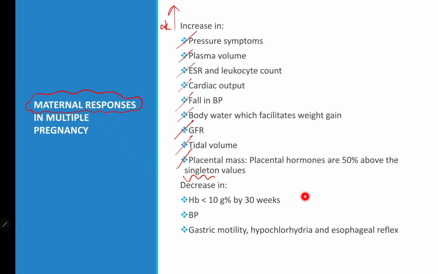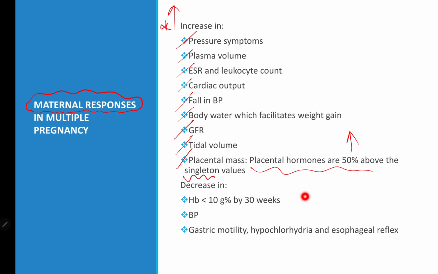Basically everything, see guys, in multiple pregnancy the mother has to respond to not one baby, but 2 or more babies, which means there has to be more in quantity with whatever they are having. That is, the pressure will be more, the plasma volume should be more, ESR and leukocyte count should be more, cardiac output will be more. Definitely cardiac output will be more, and there is a fall in BP because they have to manage more babies. Body water which facilitates weight gain, GFR, tidal volume, and placental mass. Definitely the placental hormones are going to be 50% above as compared to the singleton values.